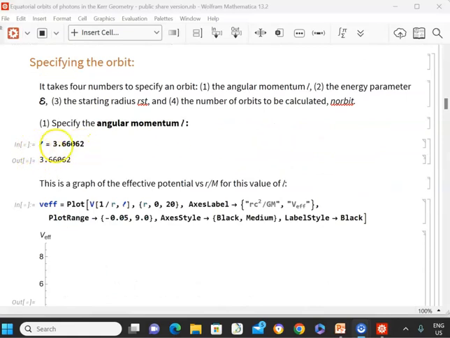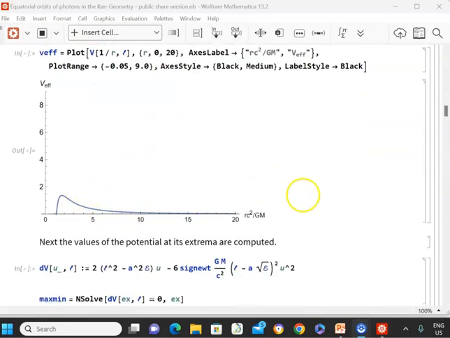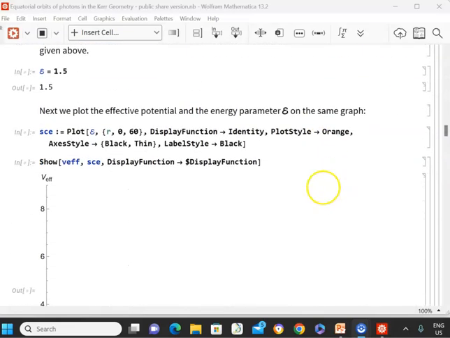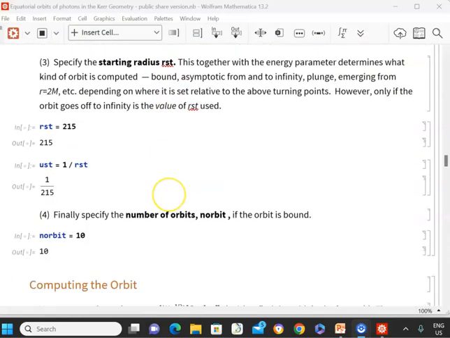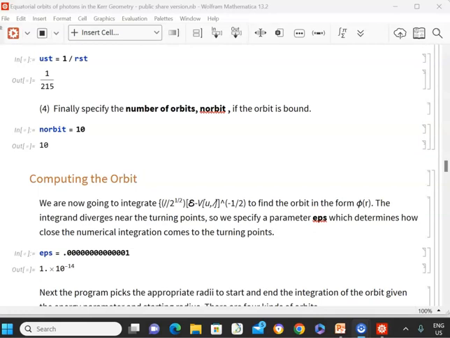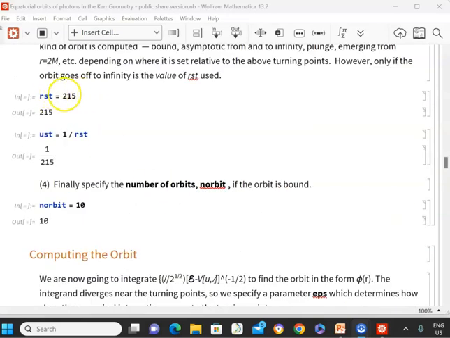So here's, for an example, angular momentum set to 3.66062 units. Plot the effective potential, then set the energy of the orbit, 1.5 in this case, and that gives us this here. So we have the energy, and the maximum value of the effective potential is less than the energy in this particular case, and it will produce a certain type of orbit for us. This sets the starting point. I've set that quite a distance away. That's RST of 215, which means 215 GM on c squared, or just 215 when G, M and c are set to 1.